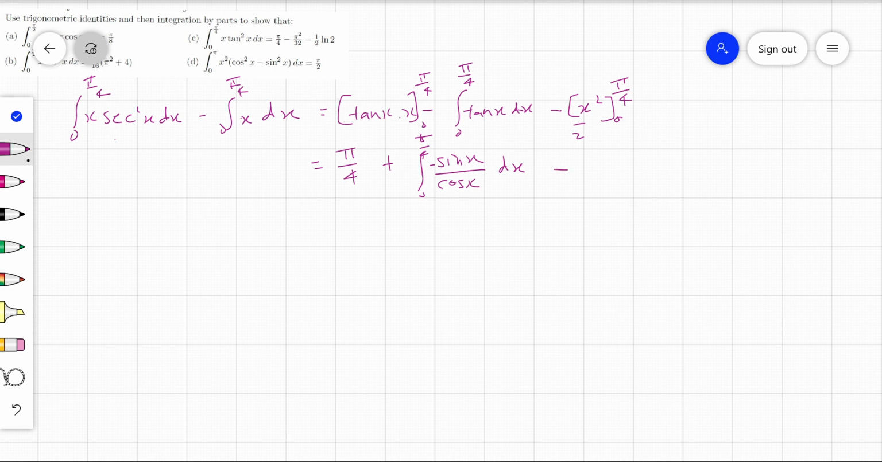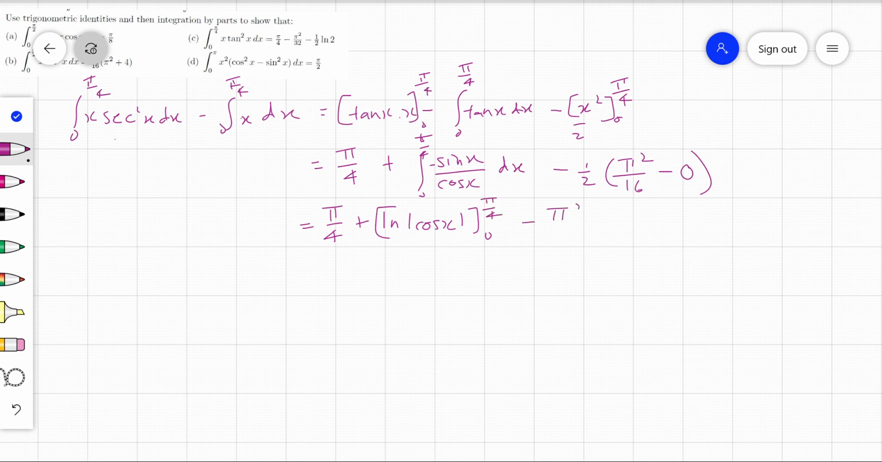Then we have over here minus, let's put the half out the front. So we've got the x squared, so pi squared on 16 minus the 0 squared there. So at the moment we've got the pi on 4. So here, now we've got just the log of cos x, and we've got it between 0 and pi on 4.